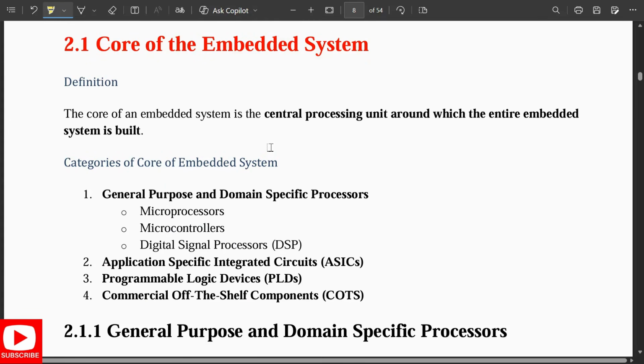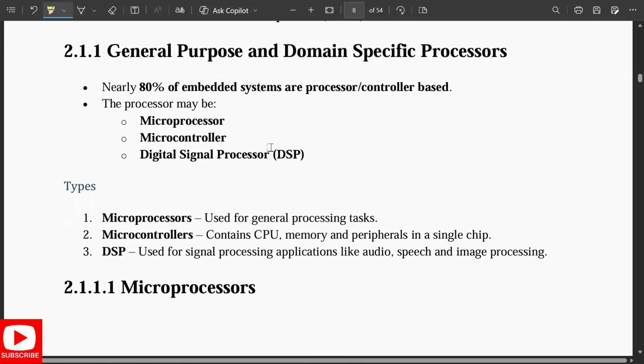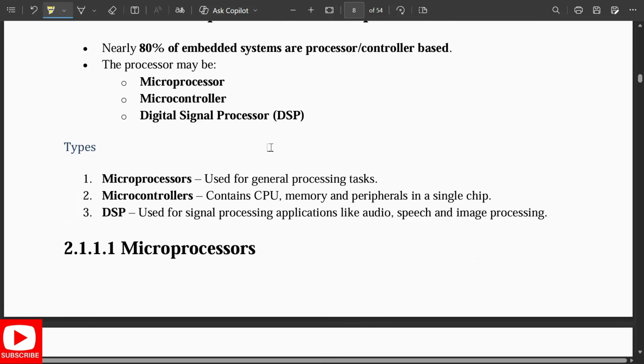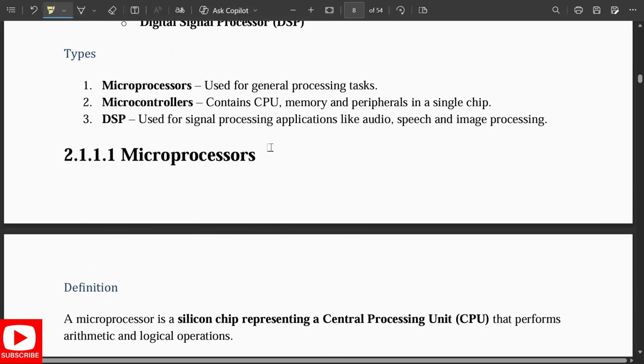First we'll study the general purpose and domain specific processors. Nearly 80% of embedded systems are processor or controller based. So the processor may be any one of these types. First, the microprocessor is used for general processing tasks. Microcontrollers contain a CPU, memory, and peripherals in a single chip. DSP means it is used for signal processing applications like audio, speech, or image processing.